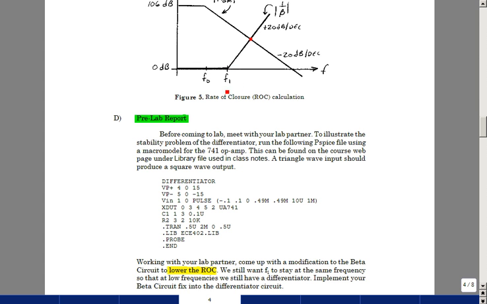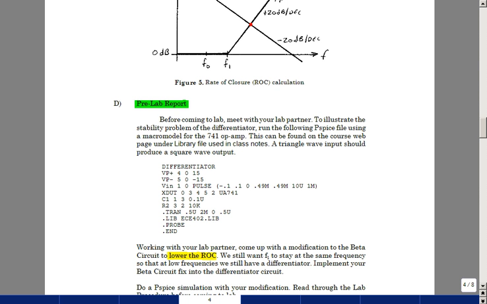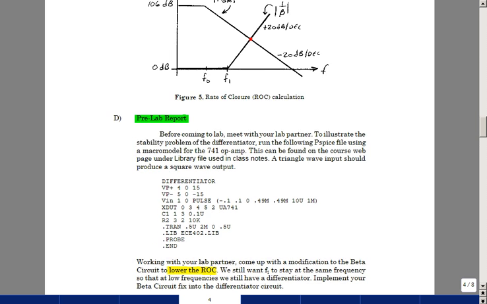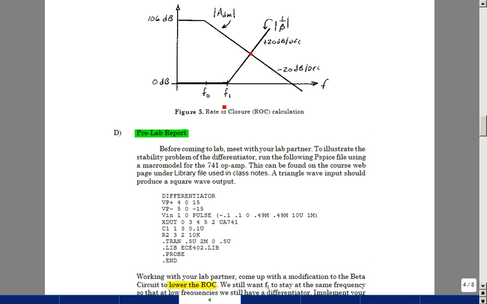We'd like to keep this frequency F1 the same because this gives us the property of a differentiator in this frequency range. A differentiator is just s times a scalar, and so that's equivalent to j omega, so it's a term that has a 20 dB per decade slope. But it's when it gets to this frequency where we've got a problem, so can you figure out how to fix that?